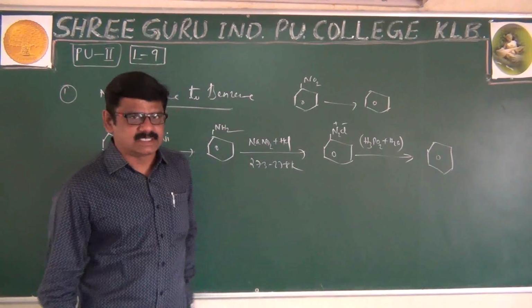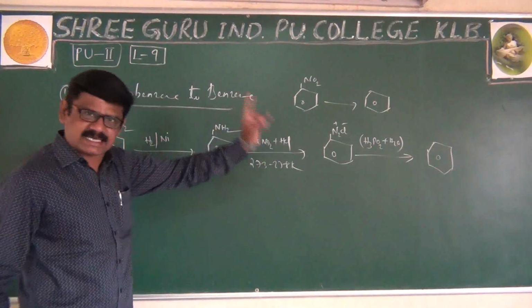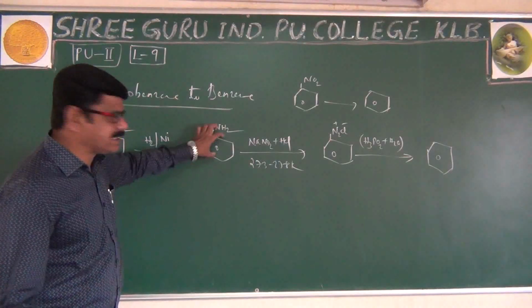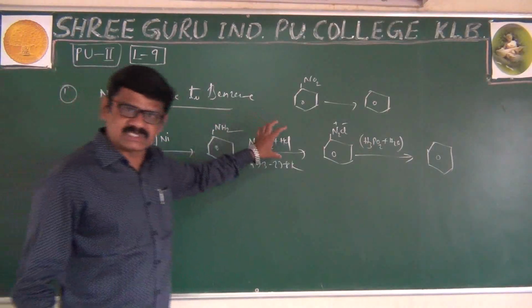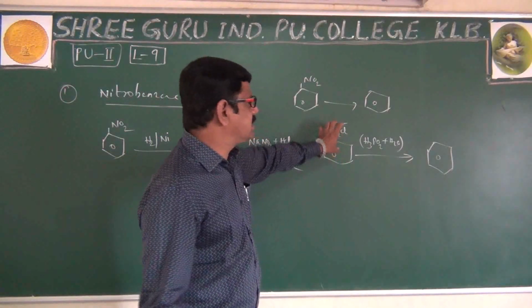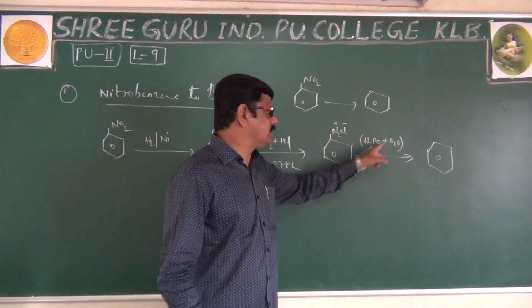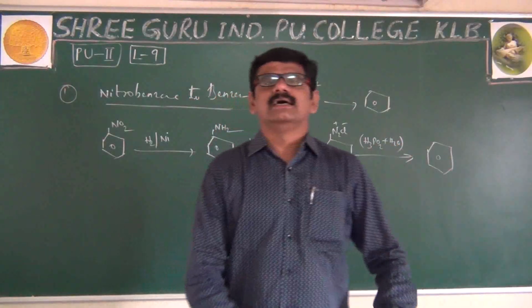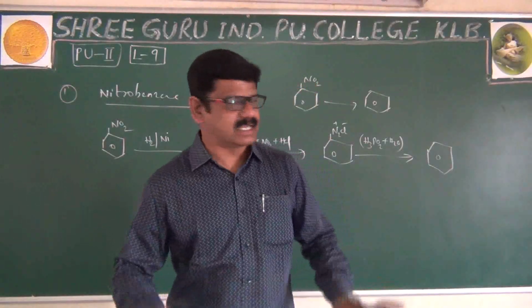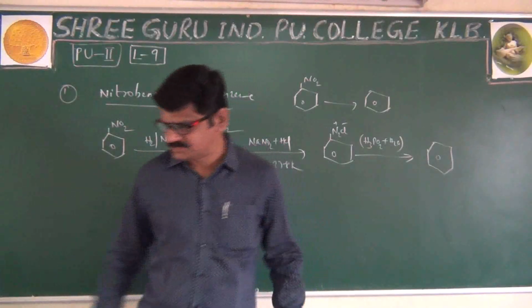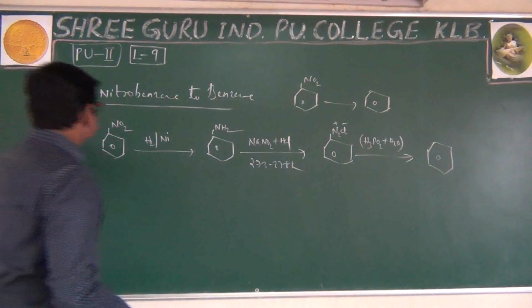That's all. This is the first question, the first conversion process. Nitrobenzene undergoes catalytic reduction, we get aniline. It undergoes a diazotization process, we get benzene diazonium chloride. This benzene diazonium chloride reacts with H3PO2 and H2O, or we can also use ethyl alcohol, it doesn't matter. Finally, we get benzene. This is the first conversion. We'll go to the second conversion.